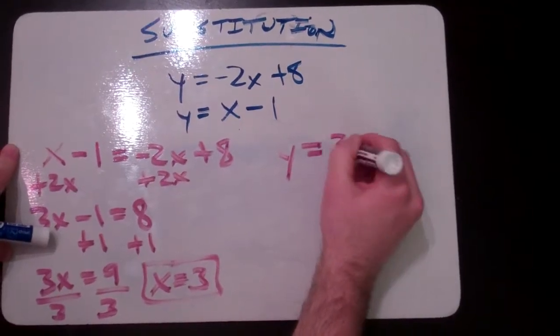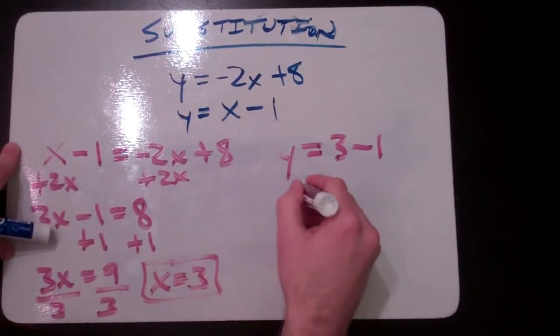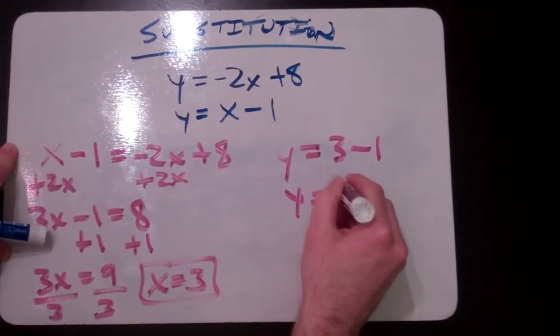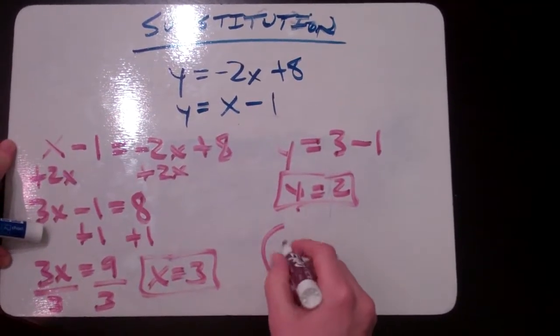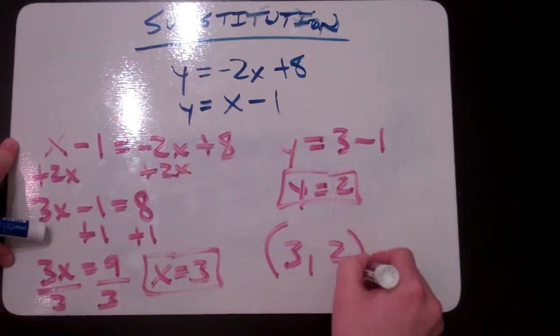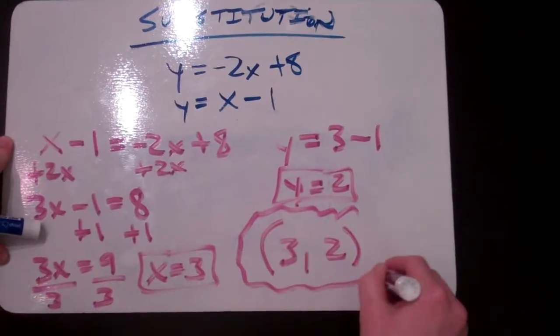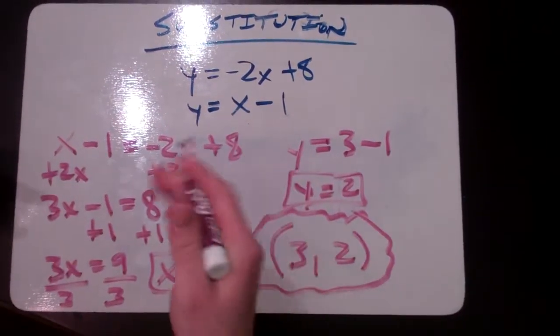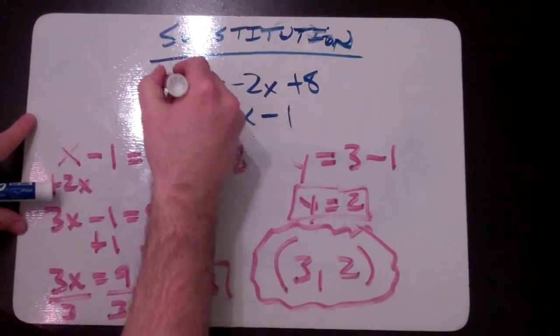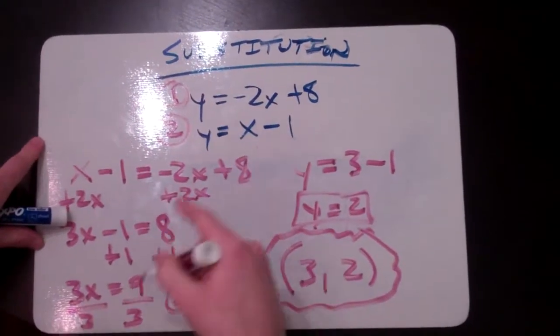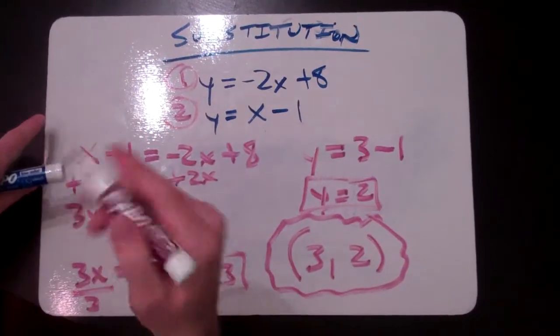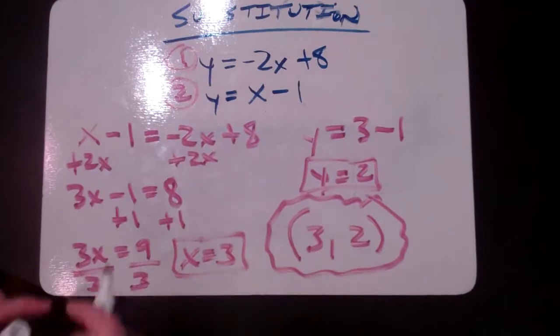Y equals 3 minus 1, that's some easy math. 3 minus 1 is 2. So now we have our x and our y. Let's write our solution, which is 3, 2. Ta-da! There's our solution. Not graphically, but by substitution. We took one equation, we took two equations, and we found out what x was and what y was, that both make those true. Alright?